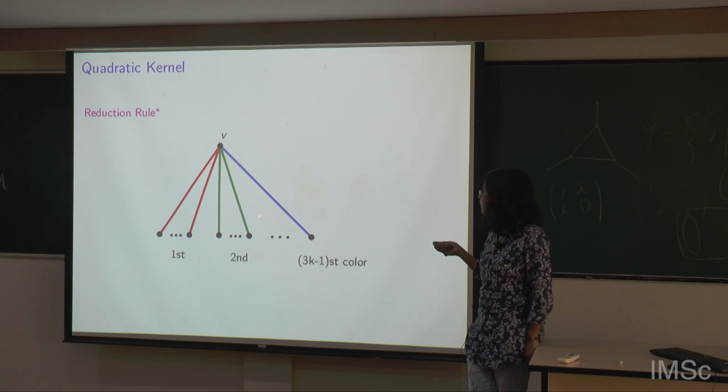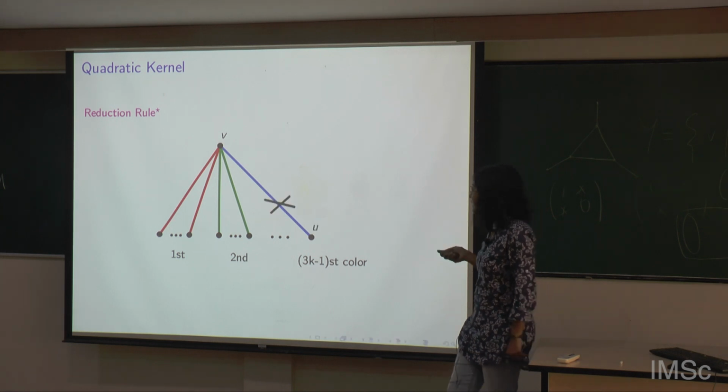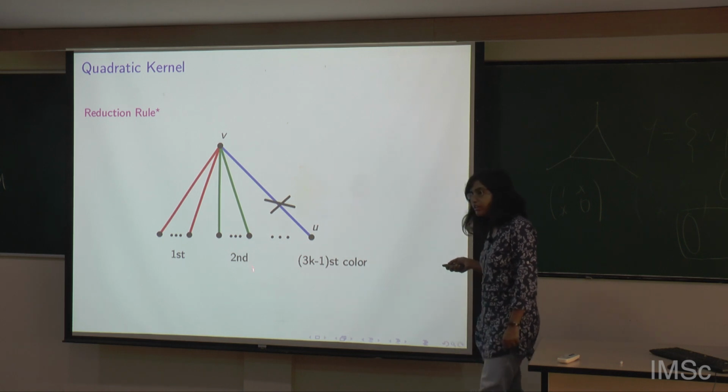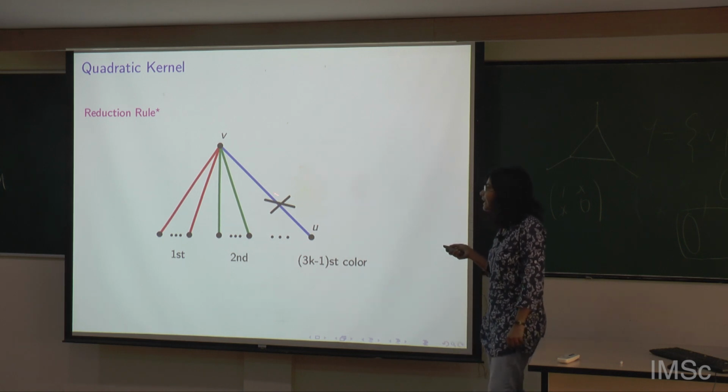So what are we saying here? Look at a vertex and look at the distinct colors incident on it. The reduction rule is this: if it has at least 3k minus 1 distinct colors incident on it, then I can delete an edge.